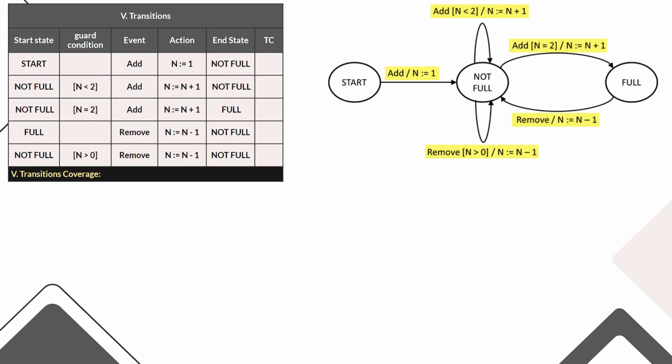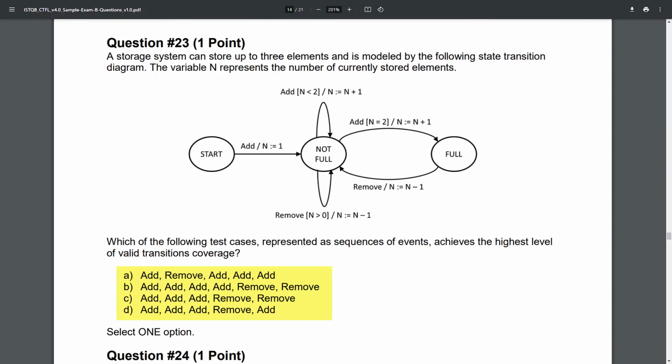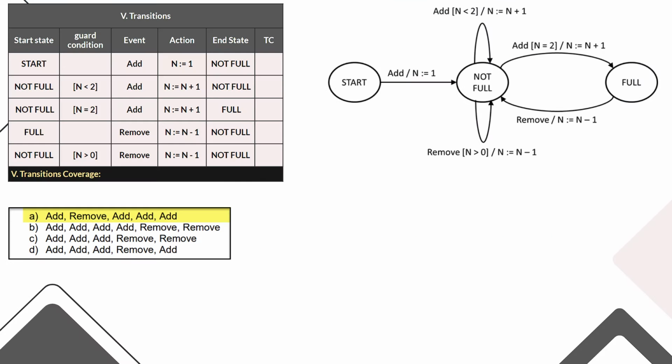In the same way, we have to describe 3 more transitions, and the full table will look like this. 2 transitions do not have guard conditions, the rest all do. Let's now understand how it affects and how much it complicates the question. In the question, we have 4 answer options with sequentially written test steps, and we have to count how many valid transitions are covered by each of the options to determine the correct answer. Let's copy these answer options to the transitions table and state the transition diagram.